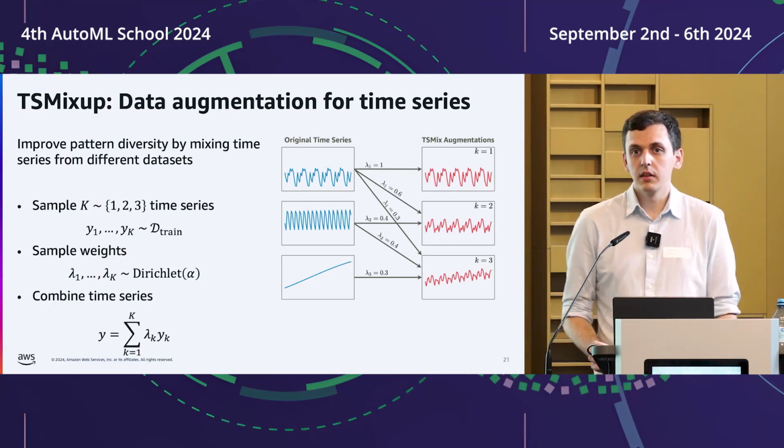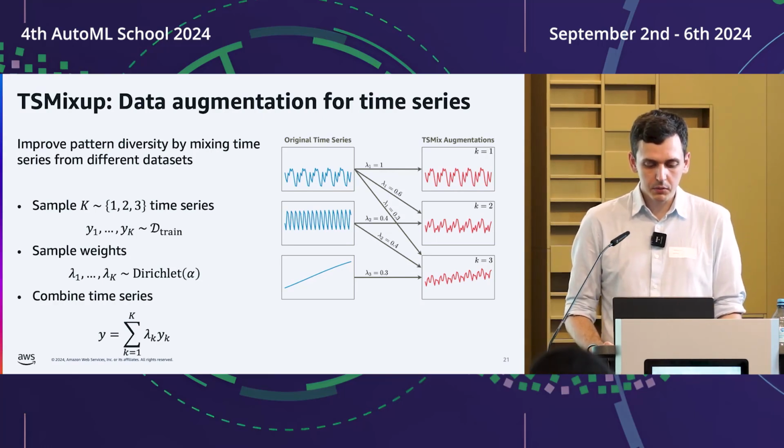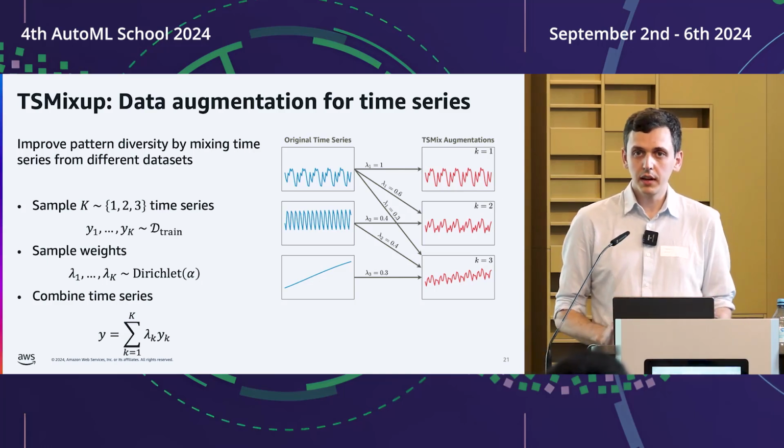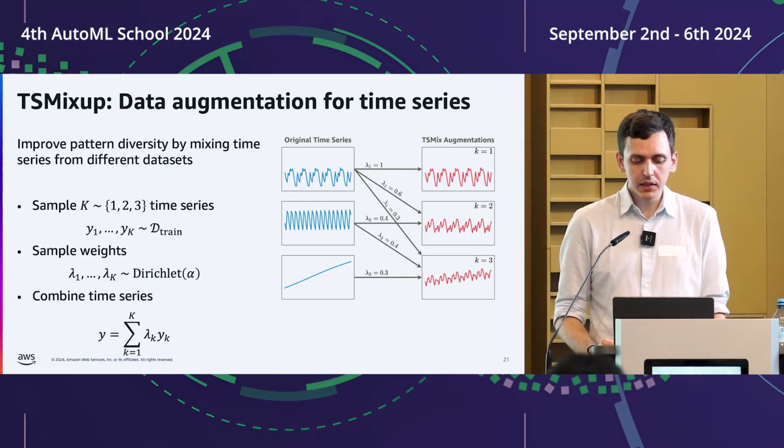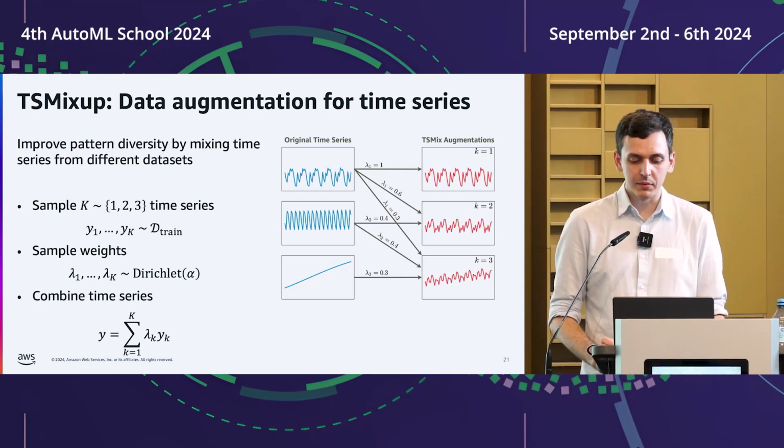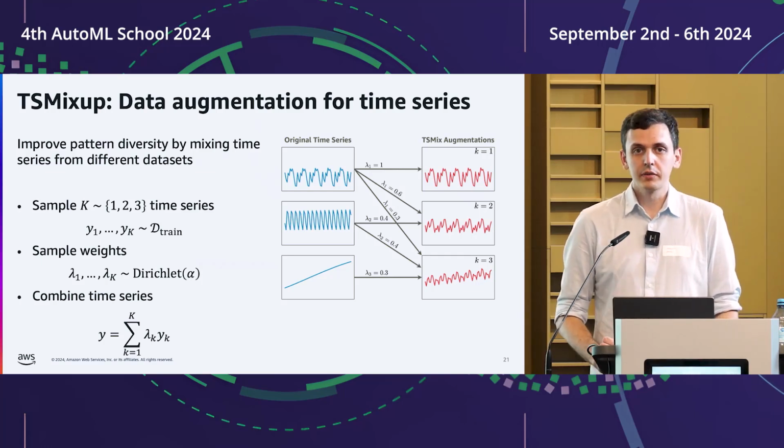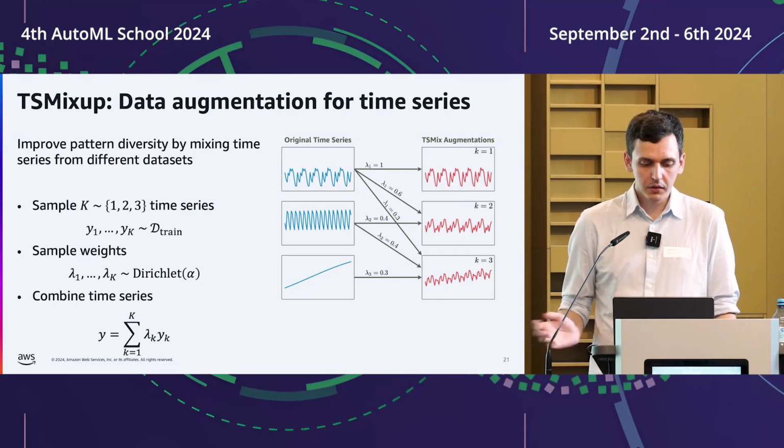The first one was an augmentation method for time series, which essentially combines different time series from the data set to give us some more complex patterns. We call it TS mixup. It has some math here on the left, but it's actually a very simple procedure that is also very easy to understand. First, you pick a number between 1, 2, and 3 uniformly.